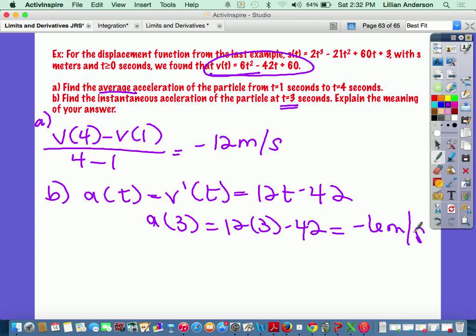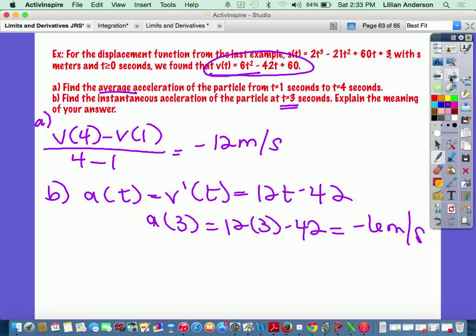Now, you should note that a negative acceleration doesn't mean the object in motion is slowing down. It just means that the velocity is decreasing. So, again, the negative 6 meters per second means the velocity is decreasing 6 meters per second at 3 seconds. Again, a negative acceleration does not mean the object in motion is slowing down. It just means the velocity is decreasing.